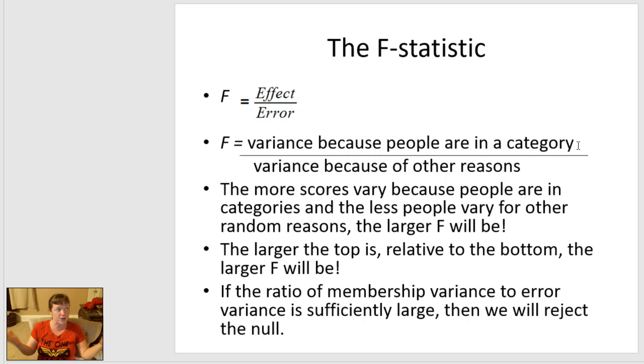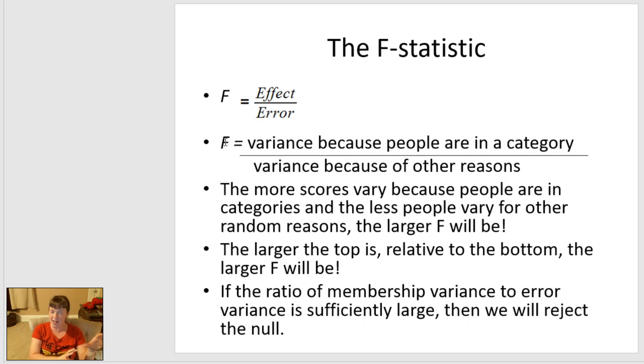Because remember, people are going to vary. But the more people are different based on their group category, the less people are different because of other reasons, the larger the F will be. The bigger the difference between people based on category versus the differences between people based on other reasons, the bigger F will be. Basically, the bigger the top is compared to the bottom, the bigger F will be, because that's how division works. And so another term for the F statistic is often called the F ratio, because you're getting a ratio of effect variance on the top, category-based variance, and you have error variance on the bottom. And the bigger the top is compared to the bottom, the bigger the F ratio is.